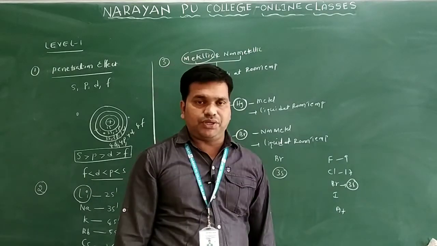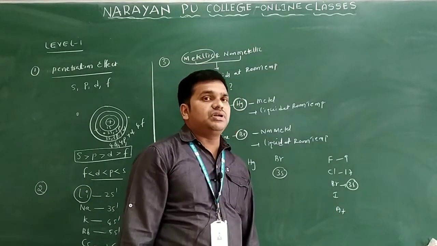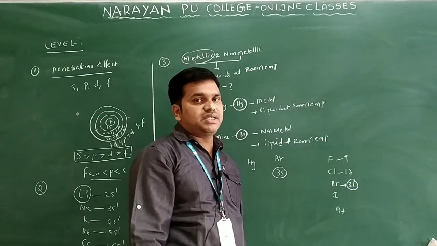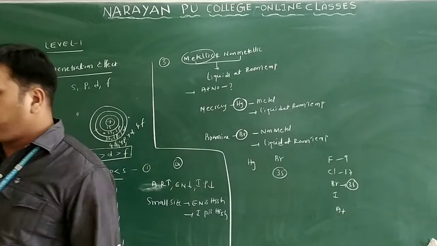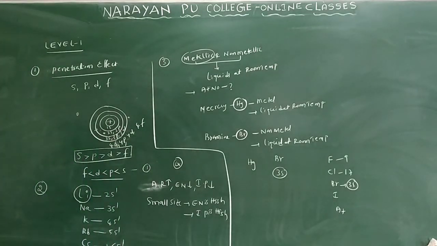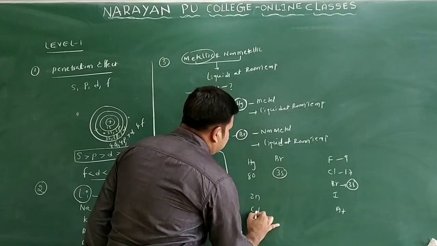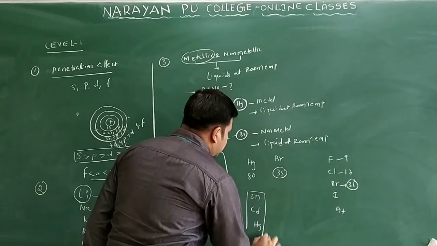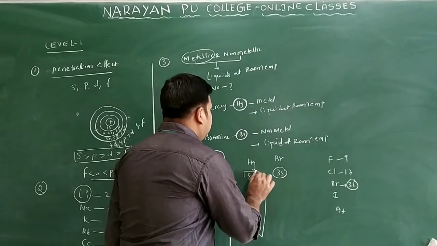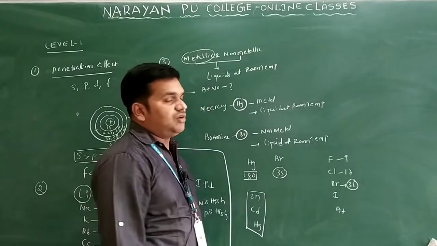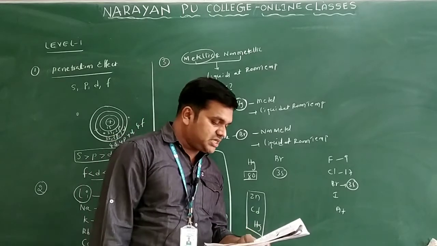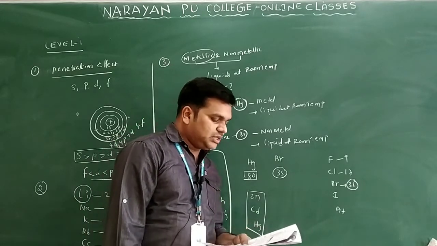What about mercury? In the group with copper, silver and gold, before that we have zinc. In that group, the element is mercury. The atomic number of mercury is 80. It comes under the group of zinc, cadmium and mercury. So the atomic number of mercury is 80 and that of bromine is 35. So what is your answer? Option 4 only, that is 80 and 35.